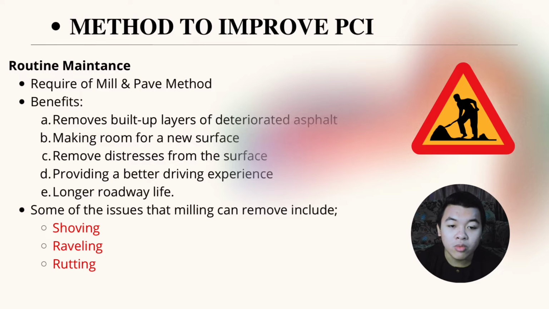Next, it removes distress from the surface. Some of the issues that milling can remove include shoving, ravelling, and rutting. Shoving is a washboard-like effect transverse to the direction of travel, and ravelling is aggregate becoming separated from the binder and loose on the road. Other than that, rutting is the formation of low spots along the direction of travel, usually in the wheel path.